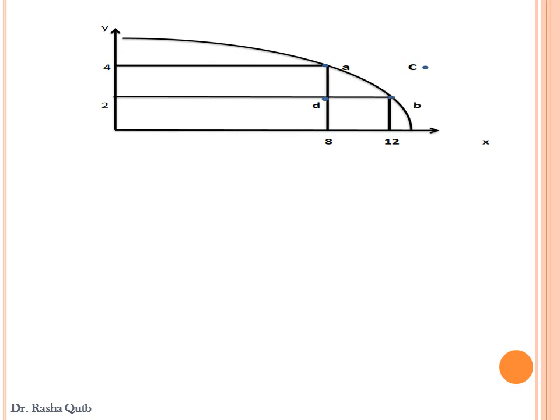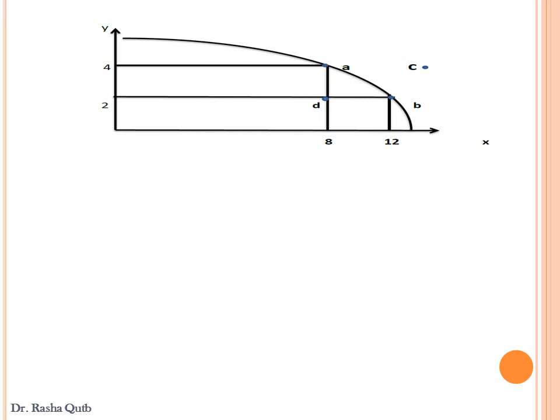In order to answer the questions, we have to understand the difference between the opportunity cost of increasing X by 1 unit and the opportunity cost of increasing X by 4 units, as shown in this diagram. Moving from A to B indicates that we increase the production of X from 8 units to 12 units. So the production of X increased by 4 units.